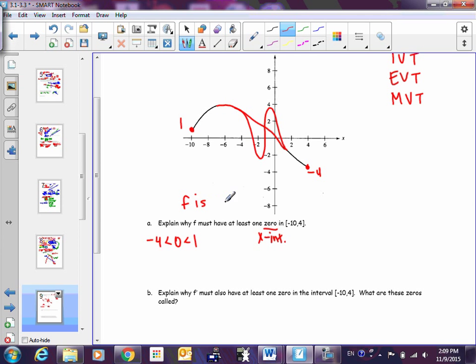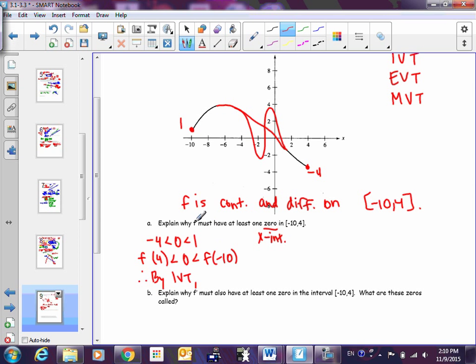And by the way, let's just put a big f is continuous and differentiable on the closed interval, -10 to 4. This will apply to everything we do after this. So if 0, the y value of 0, has to be between those two, let's relate it back to our function. What was -4? It was f of 4. What was 1? It was f of -10. And that's really all the work you have to show for IVT. So we can say, therefore, by intermediate value theorem, f must have a 0 on, or you can always say on or in.